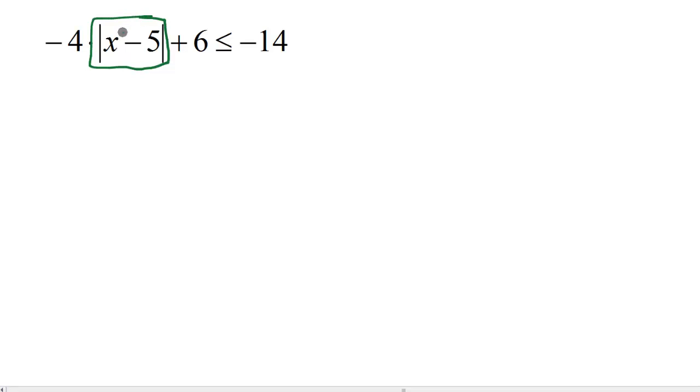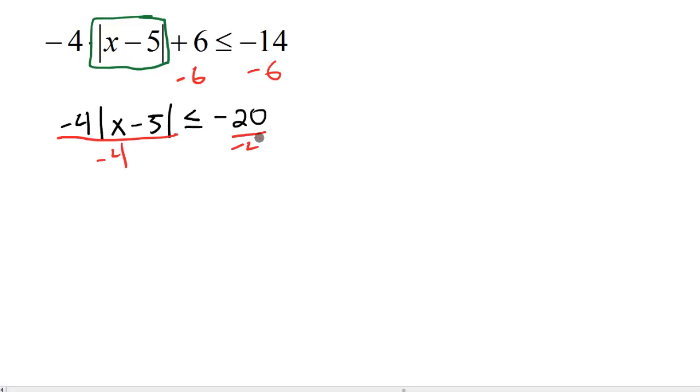So again, we want to isolate the absolute value expression right here. We want to get that by itself. So the first thing that we're going to do is subtract out this 6 from both sides. We're left with negative 4 times the absolute value of x minus 5 is less than or equal to, and then negative 14 minus 6 will be a negative 20. Okay. Now we want to undo the multiplication of negative 4, so we divide that out from this side. So now negative 4 over negative 4 will cancel out. We're left with the absolute value of x minus 5. And now because we divided by a negative number, we want to flip this inequality symbol. So that becomes greater than or equal to, and then this will be 5 over here.